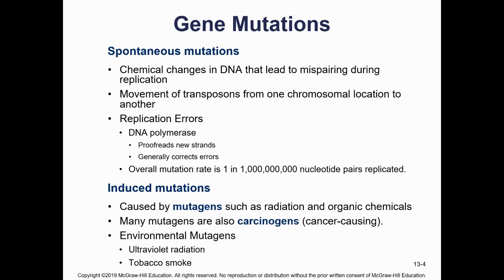These are caused by mutagens, mutagenic agents, radiation, so solar radiation, gamma radiation. Radiation can cause breaks in the DNA, new bonds forming between base pairs that cause changes in the reading and the transcription and translation. Many organic chemicals, pesticides, are mutagens. Many mutagens are also carcinogens or cancer-causing. There are environmental mutagens like ultraviolet radiation and tobacco smoke that cause or increase our rate of mutation. So they are known to cause or increase rates of mutation.